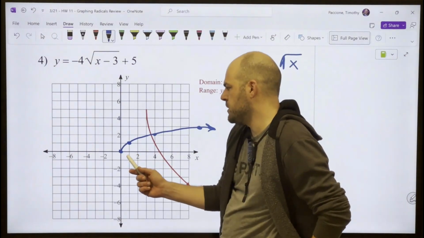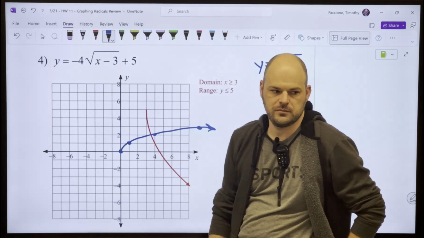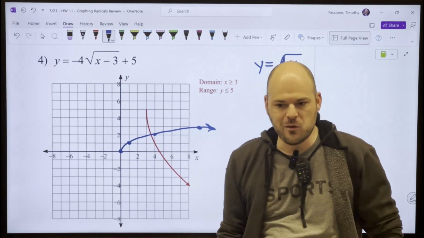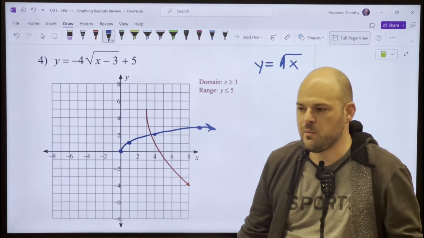Why is it 0, 0, 1, 1, 4, 2, 9, 3? Because those are square roots, right? Now that we know our squares and we're used to radicals, we can think about that.